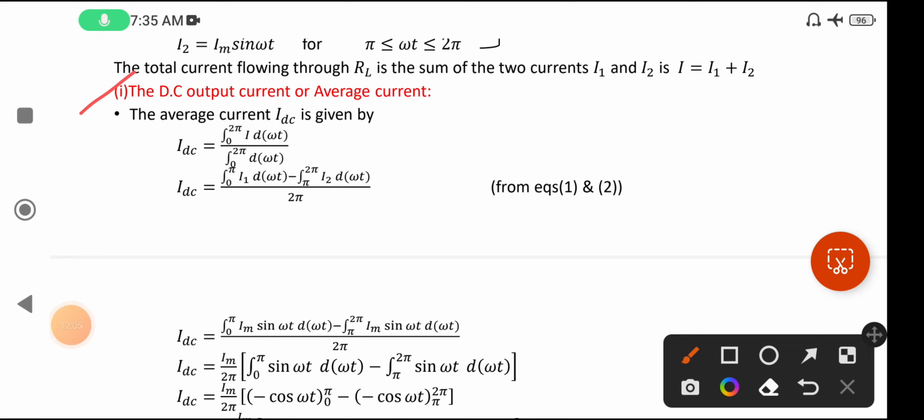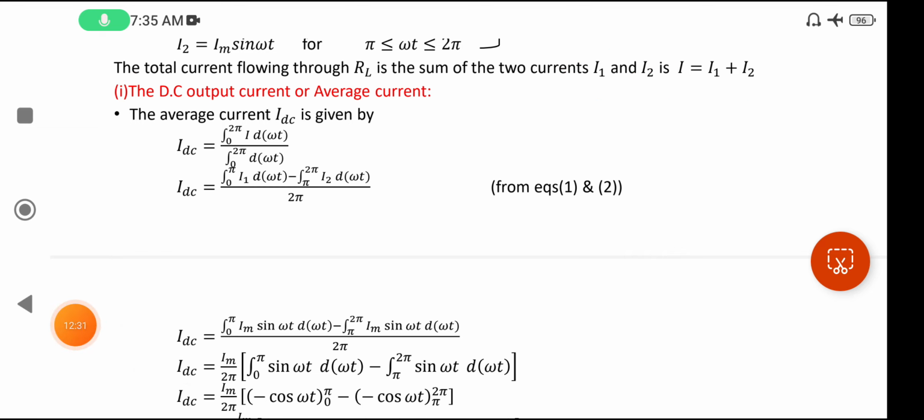The total current through the load resistance RL is the sum of the two currents I1 and I2. So now we have to calculate the DC output current, and the output average current or output voltage, everything we have to calculate. What we have calculated in a full wave rectifier, the same thing we have to calculate here. Everything is the same.